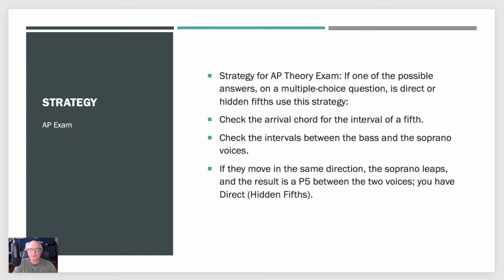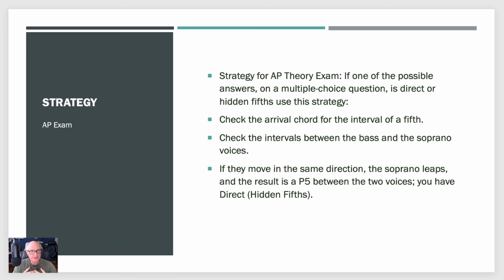And the strategy for the AP Theory exam or on into college, or if you want to continue studying this, if one of the possible answers on a multiple choice question is direct or hidden fifths, here's the strategy you use. Check the arrival chord for the interval of a fifth. They'll usually give you a spot to look at. Then check the intervals between the bass and the soprano voices.